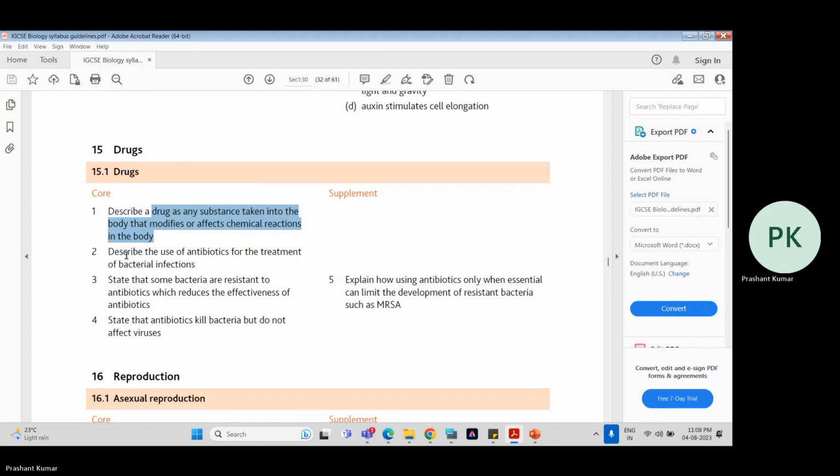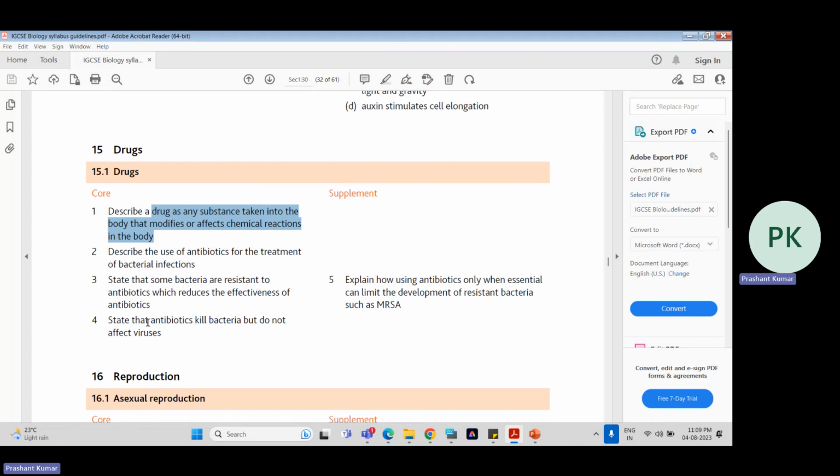Then we'll see describe the use of antibiotics for the treatment of bacterial infection. We'll see why antibiotics are used only for bacterial infection. That we will try to understand. Describe that some bacteria are resistant. Unwillingly, whenever we have any fever or any mild problem, we take an antibiotic tablet, and knowingly or unknowingly we are making bacteria more resistant. So that we have to avoid.